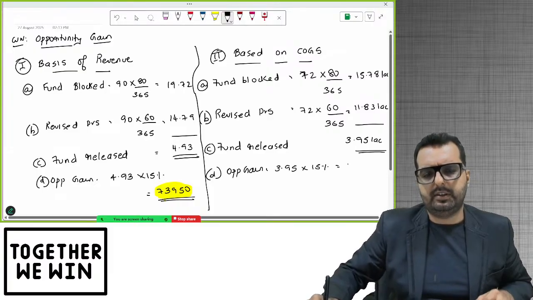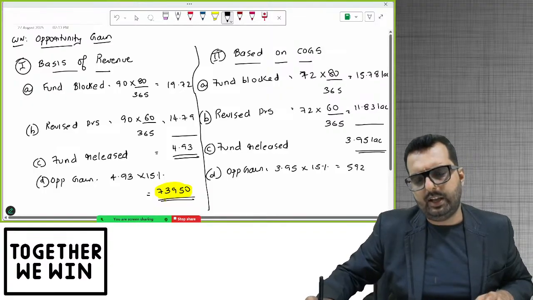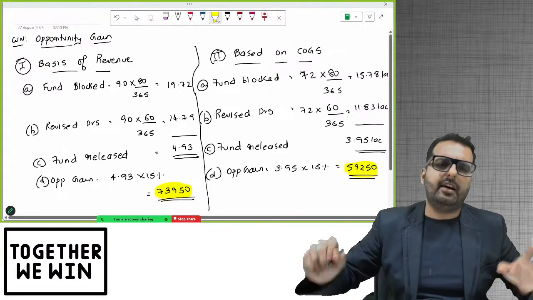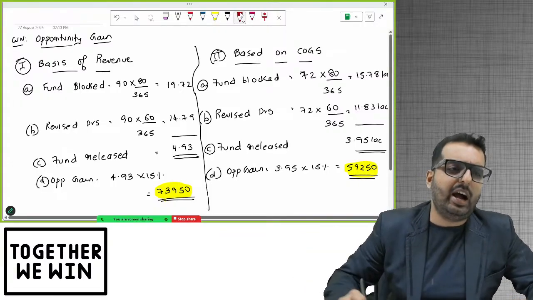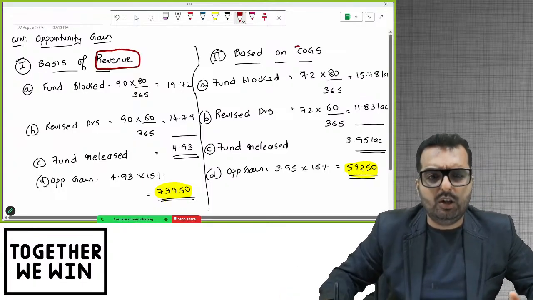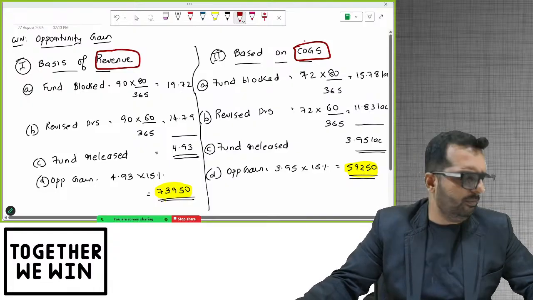3.95 into how much percentage? 15%. That will be 59,250. Can you write down this in your books? In exam, both the methods are correct. I recommend the revenue method, but unfortunately your textbooks have done it using the cost of goods sold method, friends. Alright. Can you please write down this in your books now?